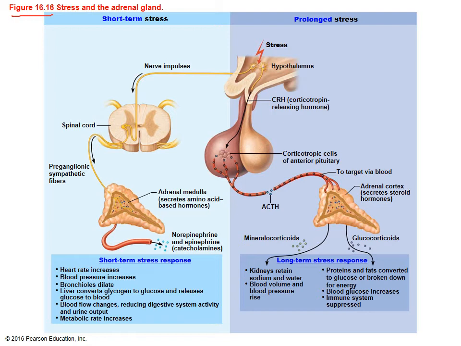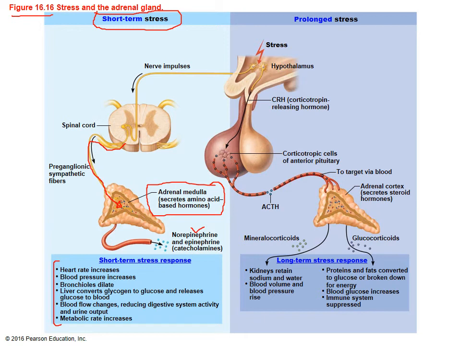So let's start on the left-hand side, and we see that in the short-term stress response, we rely completely on the adrenal medulla. The adrenal medulla will get its activation from the nervous system. As you can see right here, we have our sympathetic fibers coming down from our spinal cord, entering the medulla section, and as a response, we're going to release our catecholamines, our norepinephrine and our epinephrine.